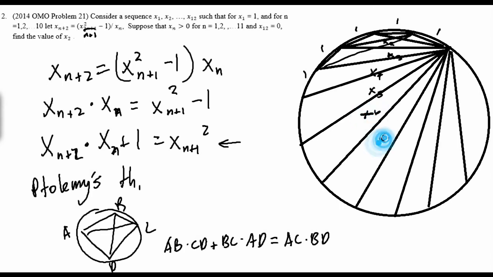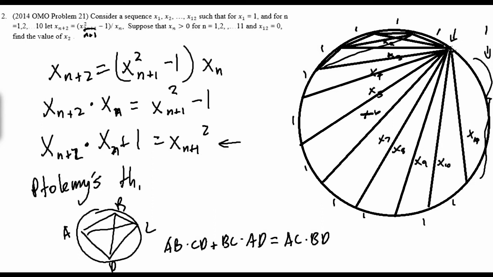And so far, if this is x5, x6, x7, x8, x9, x10, x11, all of these lengths are just the length of this point to one point on the circle here, and they're all 1. So if this is x10 and x11 and x12 is 0, we know that the rest of this thing, because I didn't draw it very well, is 1, and x12 is the same point as this.